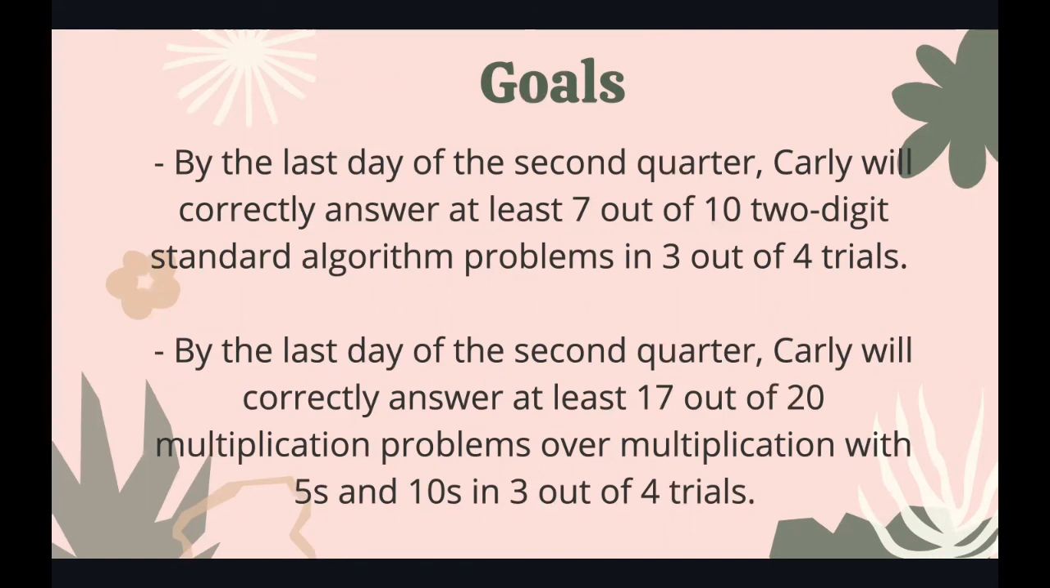My other goal for her is by the last day of the second quarter, she will correctly answer at least 17 out of 20 multiplication problems with 5s and 10s in 3 out of 4 trials. This means that she has to score this 3 out of 4 times, and it will be over multiplication problems times 5 and times 10.